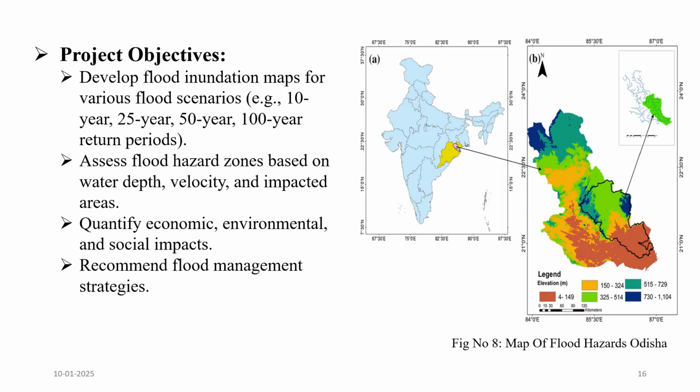The study aims to develop flood inundation maps for return periods of 10, 25, 50, and 100 years. Assess flood hazard zones based on water depth, velocity, and affected areas. Quantify the economic, environmental, and social impact of floods. The methodology employs advanced tools, including hydrological and hydraulic models, to simulate flood scenarios and map inundation extent. This case study highlights the practical use of flood hazard mapping in disaster management and mitigation.